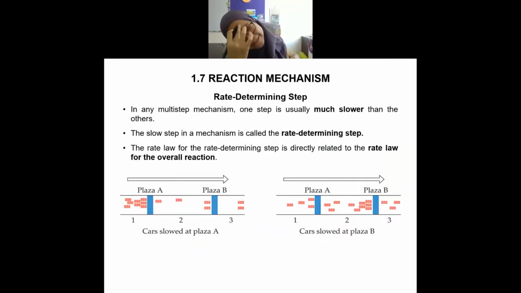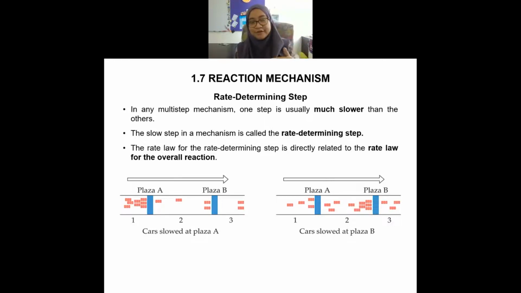Okay, last one guys. Okay, rate determining step. So what is rate determining step? Rate determining means penentu rate. Okay, step yang menentukan the rate of the whole experiment, of the whole reaction.